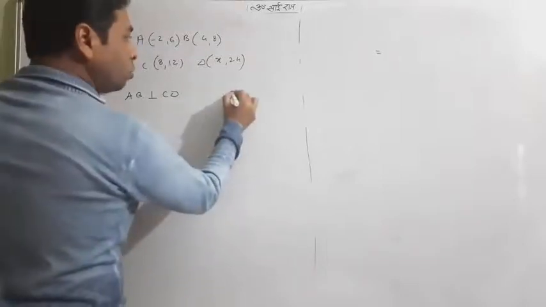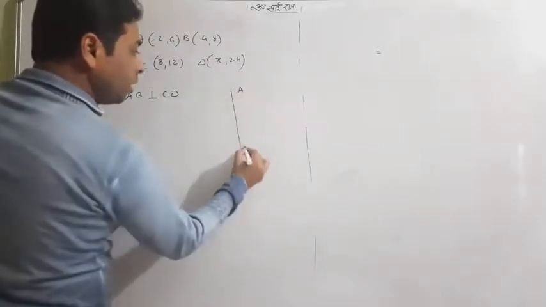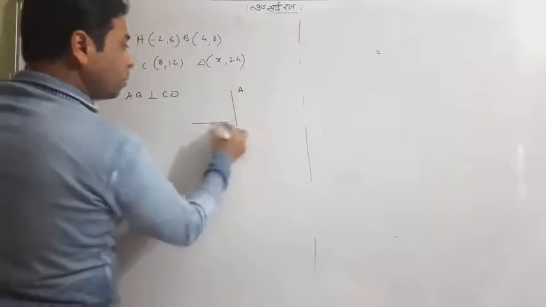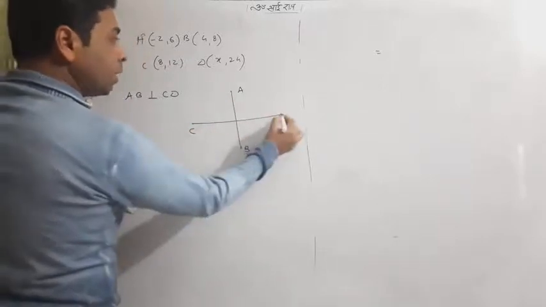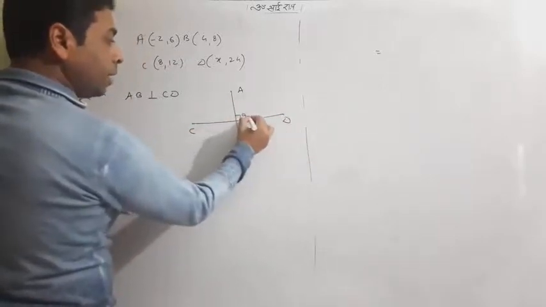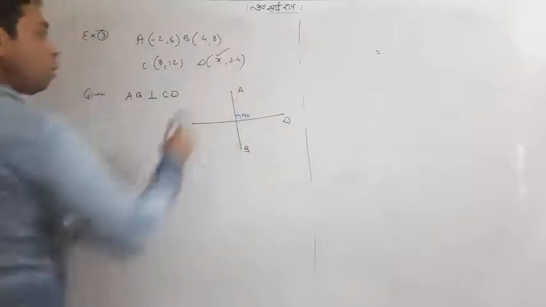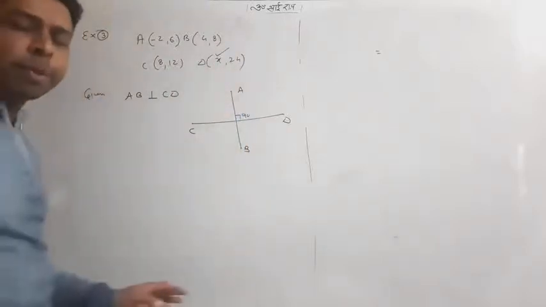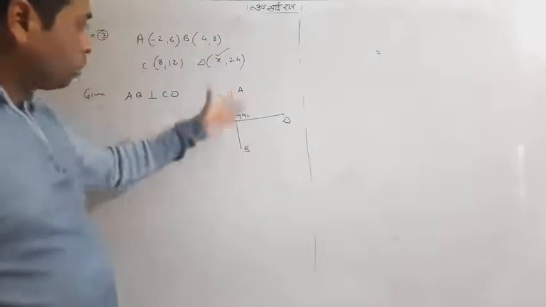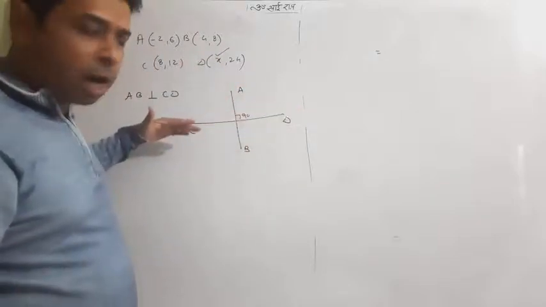I am going to make a picture for you. Suppose it is A, it is B, the line passing through A and B is perpendicular to the line passing through C and D. This angle is 90. We want to find the value of x. The question is very simple. How can we find the value of x?